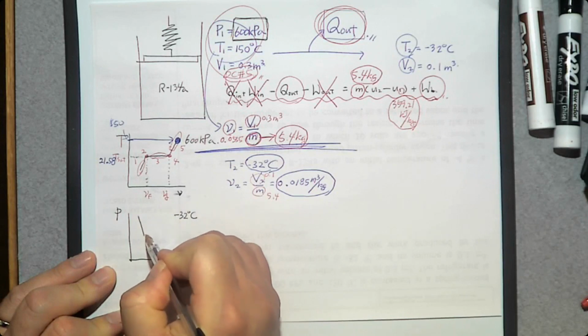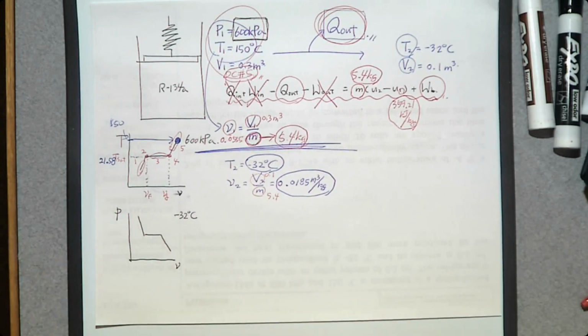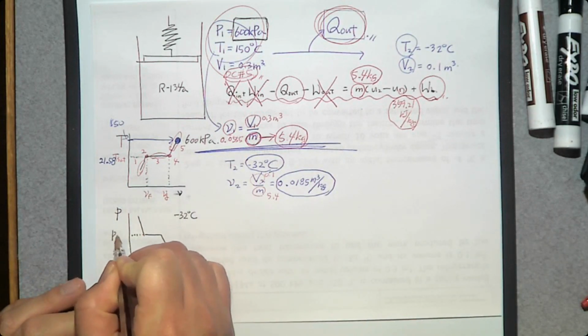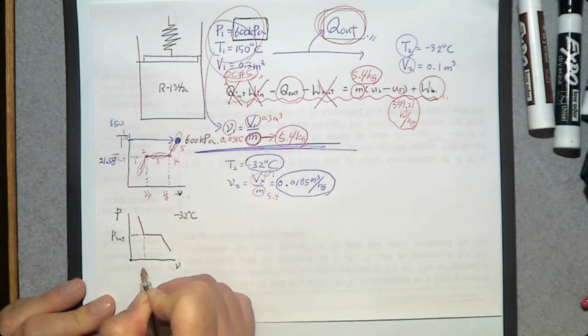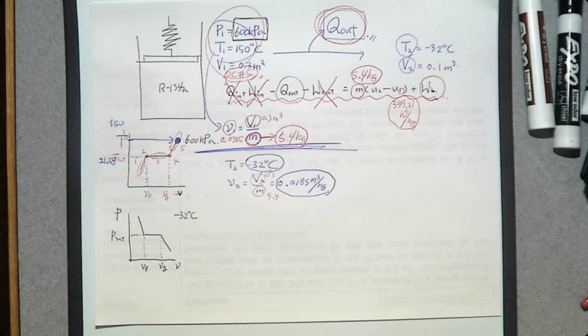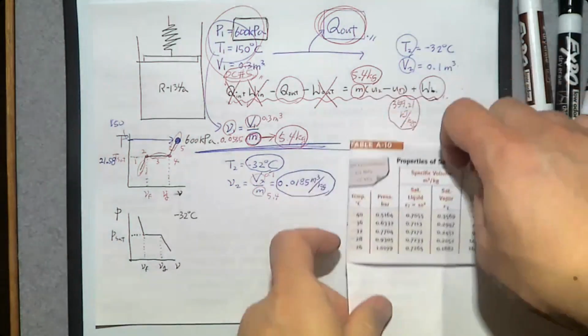This graph looks like this. If you want to complete this PV diagram, we need to know three reference properties: P sat, VF, and VG. So where can we determine this P sat, VF, VG? From this table.